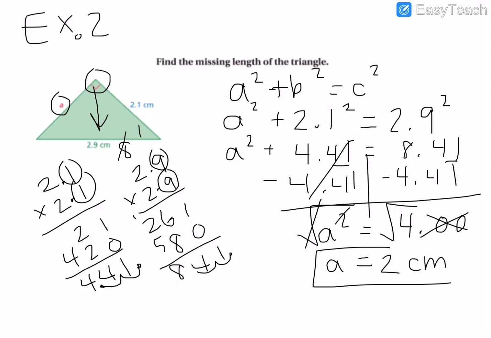centimeters. And on a problem like this, where actually I guess you could do this for any of them, just make sure that when you find your missing piece that it makes sense. So if I were to say that this is 2 centimeters over here, it has to be smaller than the hypotenuse. So this makes sense, that 2 and 1/10 and 2 are both smaller than 2 and 9/10, because remember the hypotenuse has to be the longest side. Okay, so that is example 2.